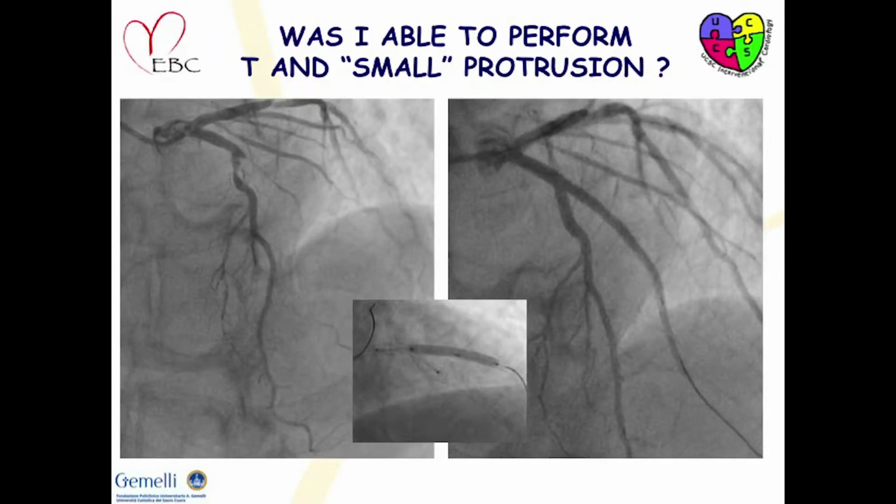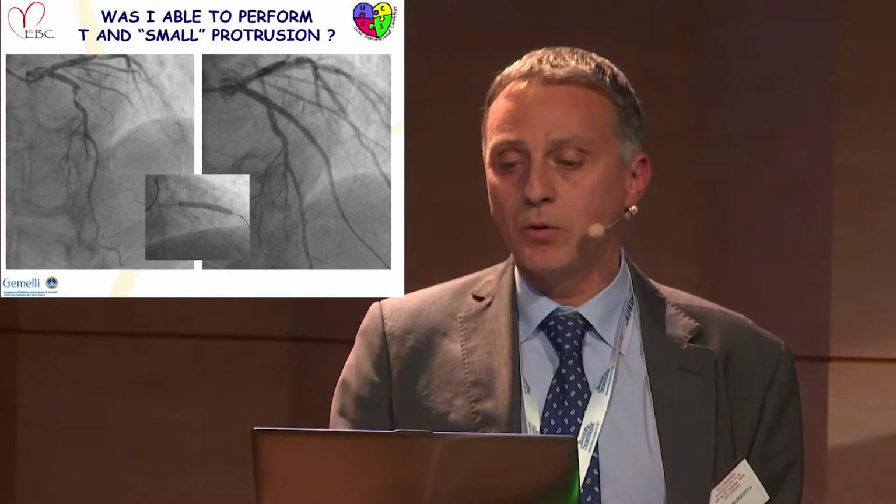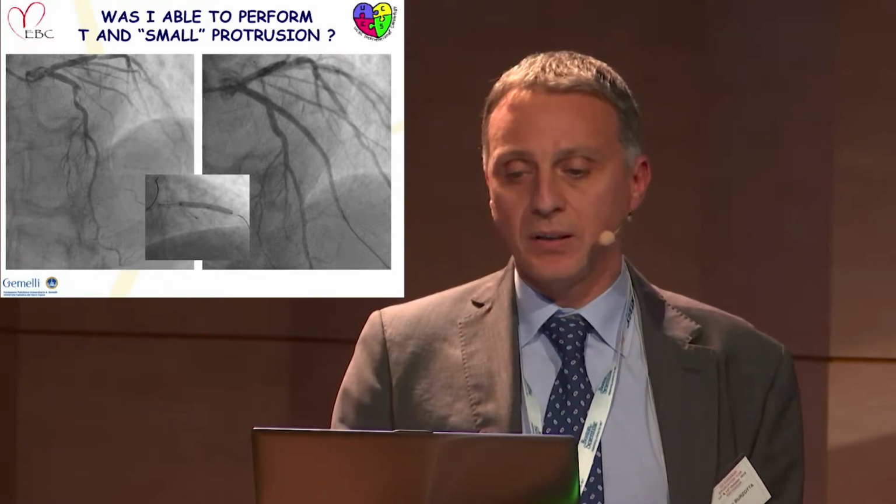Then another question: was I able to perform a T and small protrusion? I don't want to hinder my procedure. This was the nasty lesion we had to treat. We performed at the end TAP with the second stent into the diagonal, which was reopened. This is the fantastic result we had.